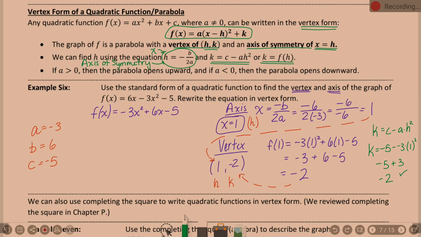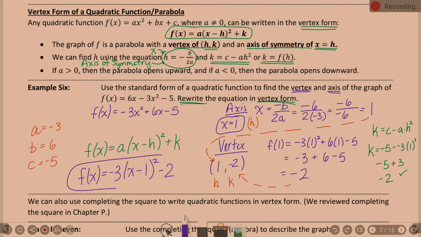Our job: rewrite the equation in vertex form. Vertex form is f of x equals a times x minus h squared plus k. We've got to finish the problem because we just have to write the answer. F of x equals negative 3. We didn't find a, did we? But it was given, yes. Negative 3 times x minus h, 1. X minus 1, quantity squared, plus k, negative 2. Minus 2.